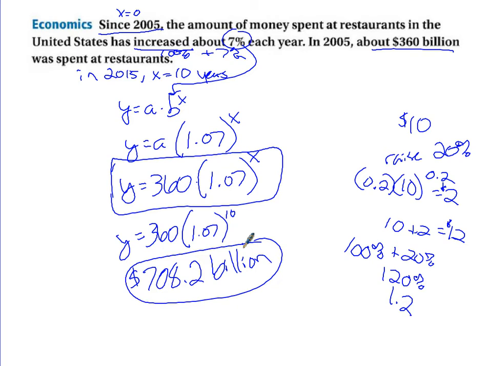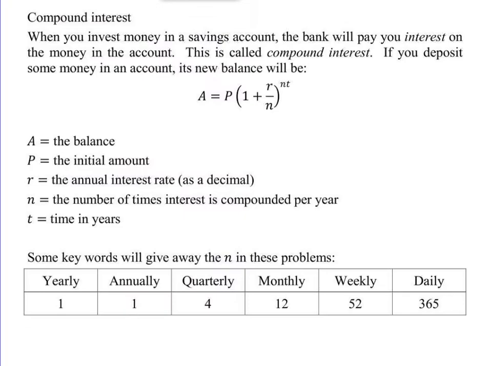Okay, and then we could use this equation here to estimate how much money we'll be spending in any year that we want after this, like 2025. Something else that is exponential growth is this thing called compound interest. This is a pretty important problem for you in your lives.